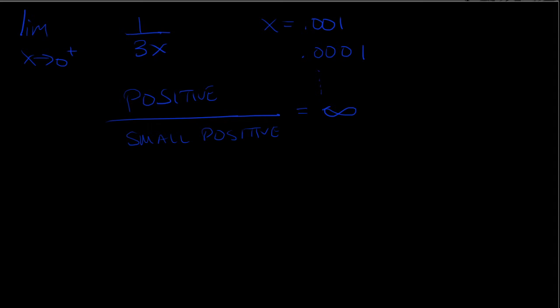And I can see this if I were to graph y equals 1 over 3x. So it'll look something like this. I approach this from the right, so 0 going to the right of 0. And I see that my graph is going to positive infinity. So my limit here is positive infinity.